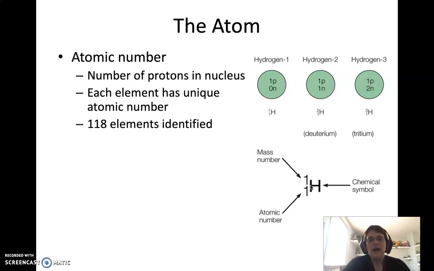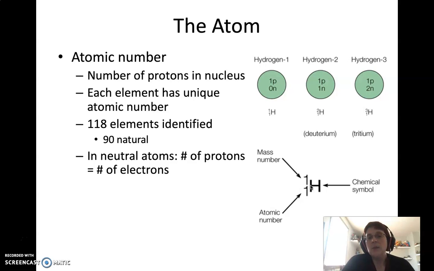We currently have 118 identified elements, which may change in the future. 90 of those elements are naturally found on the planet, and the rest of those elements are man-made. So any new elements that we discover are going to be man-made elements, and we'll see those on the periodic table. They actually get marked in a special way.